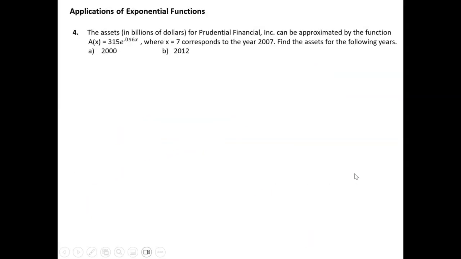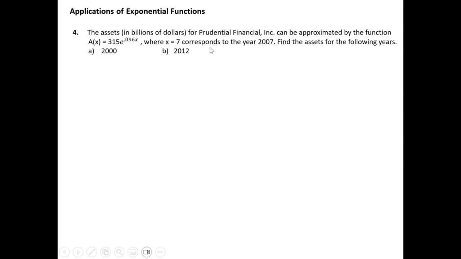Okay. Now this is number 4. It says the assets in billions of dollars for Prudential Financial Incorporated can be approximated by the function A(x) equals 315 e to the power of 0.056x, where x equals 7 corresponds to the year 2007. I guess here's the key. Is the key right here.